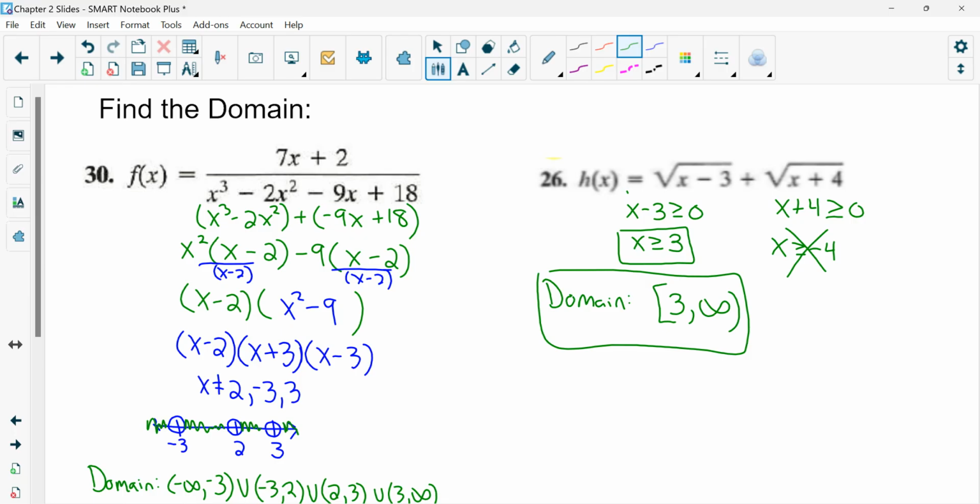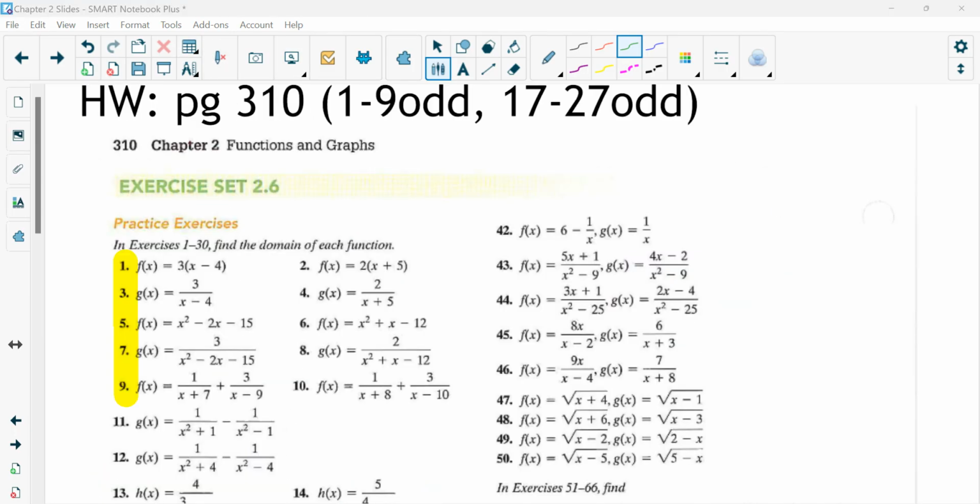All right, so I'll put up the homework then. Page 310, 1 to 9 odd, and 17 to 29 odd. All right, so again, it's page 310, 1 to 9 odd, and then 17 to 27 odd as well. Don't forget about the back of the book. The back of the book is there so that you can check your work. Okay, that's why I assigned the odds.